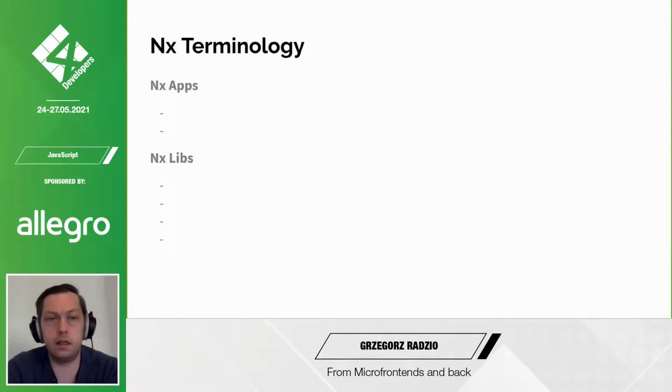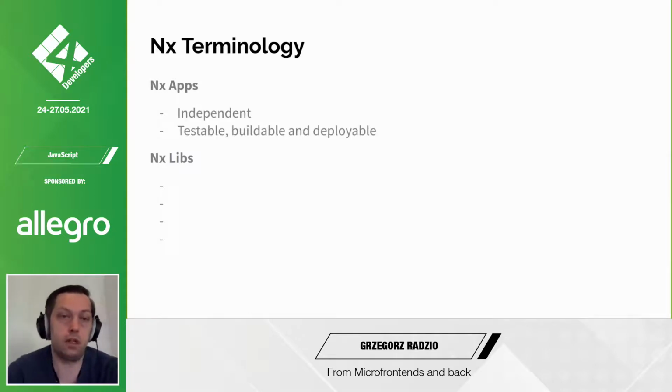So the idea is you have NX apps and NX libs. So what is an app? An app is independent and testable and buildable and deployable. NX gives you the tools where you can actually build apps that do not know about other apps. A little bit of a disclaimer: they might know, but in general, they are independent pieces of code.